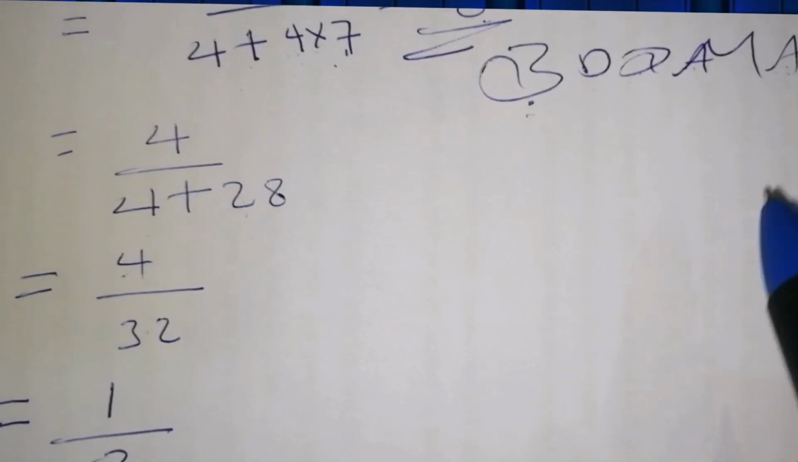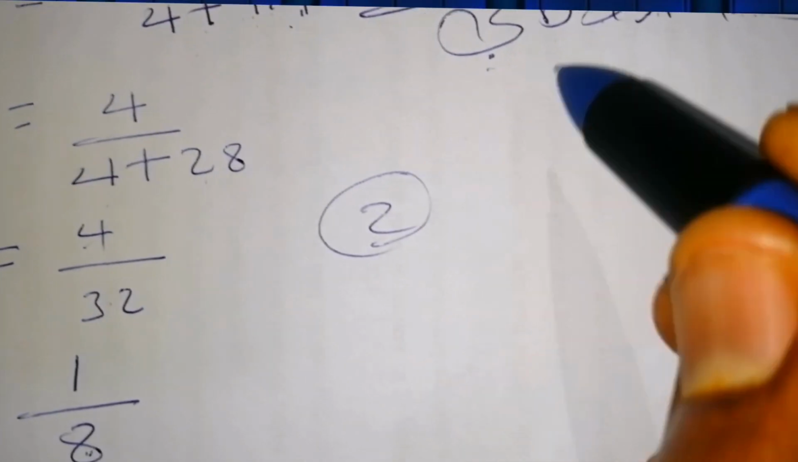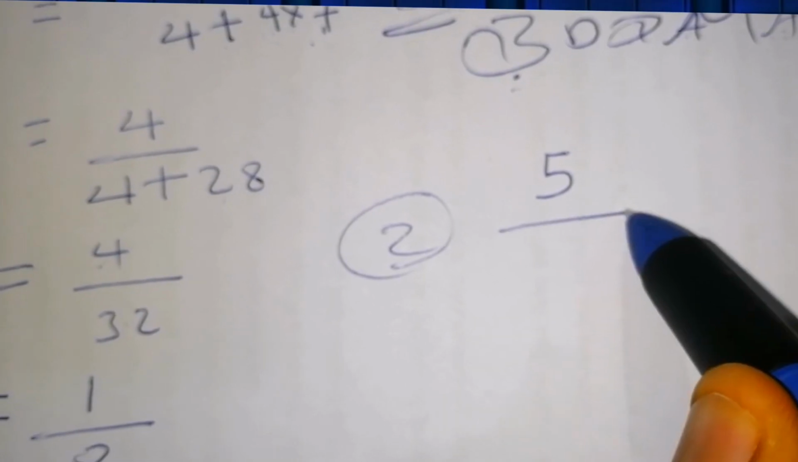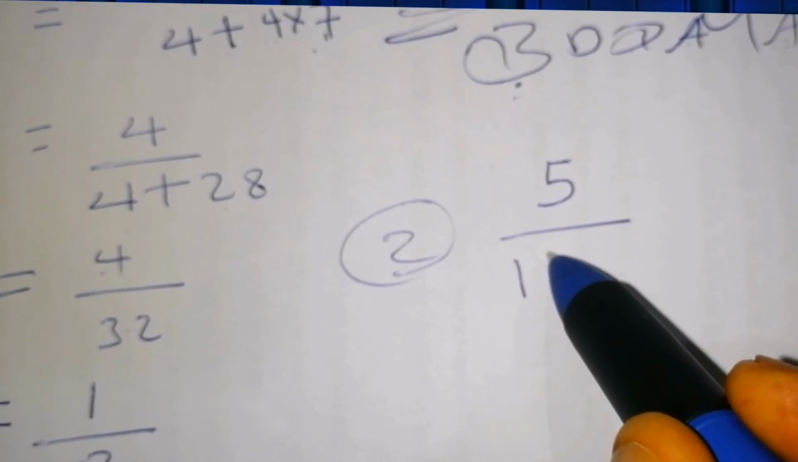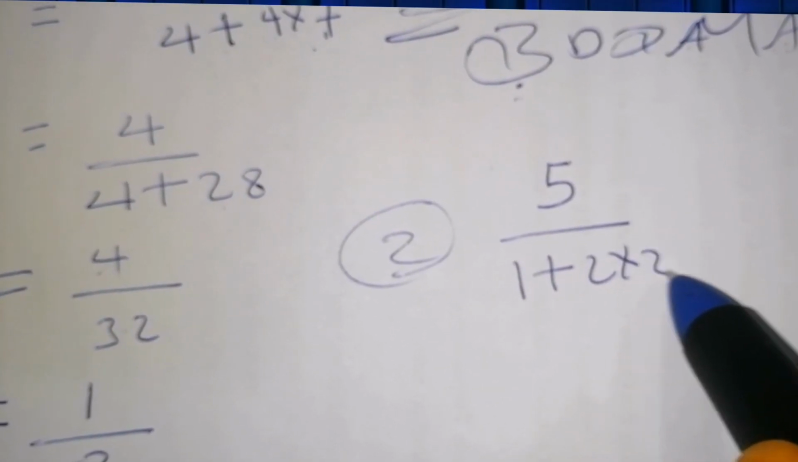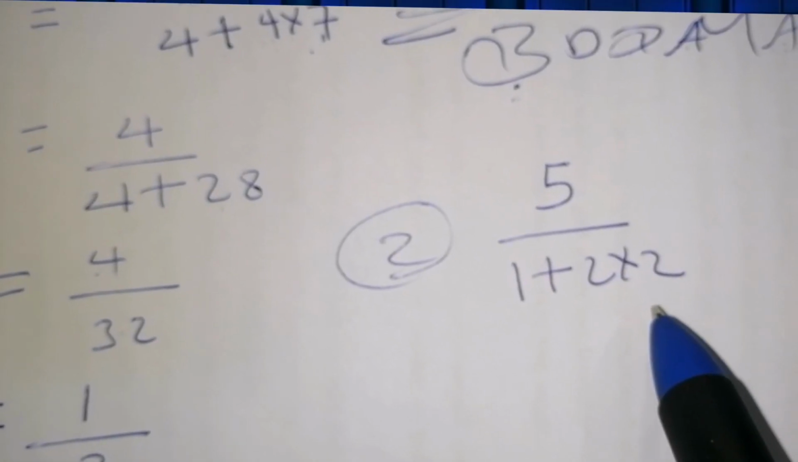Let us see another question. Question number 2: 5 over 1 plus 2 times 2.